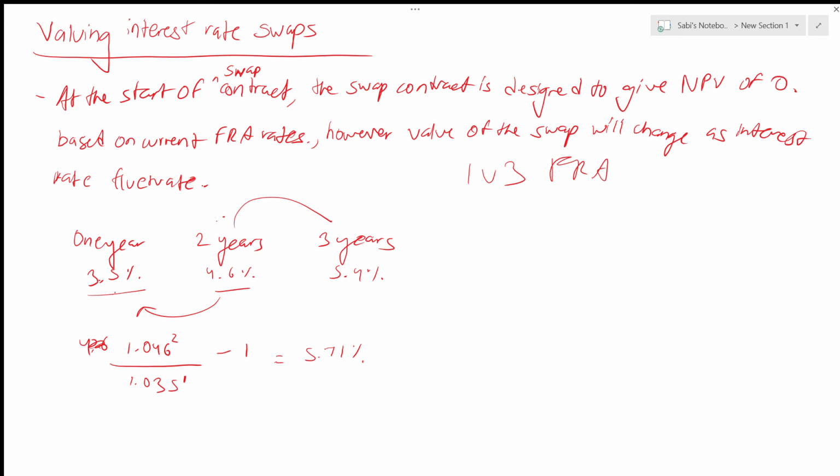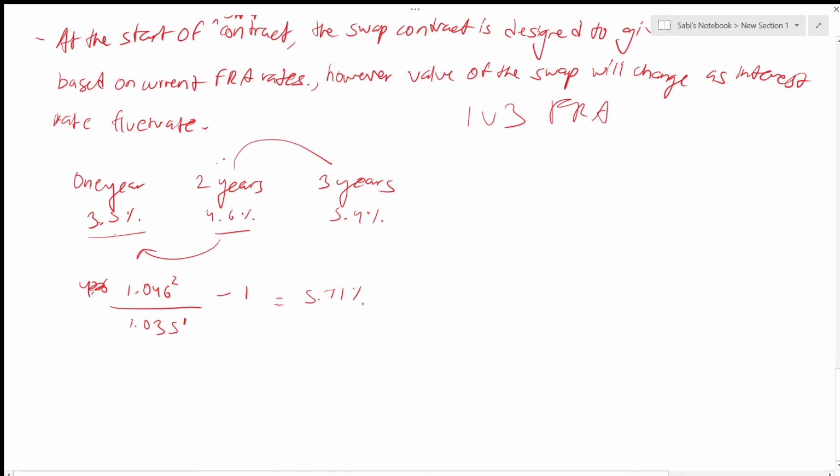This would be calculated by the borrowing cost for 3 years to the borrowing cost for 2 years. So it will be like this. 1.054, because for the 3 years, and you have to compare with the previous year, that is 1.046 to the power 2, minus 1. This will be 7.02%. And for the first year, it will be 3.5% only. So these are the 3 FRA rates.